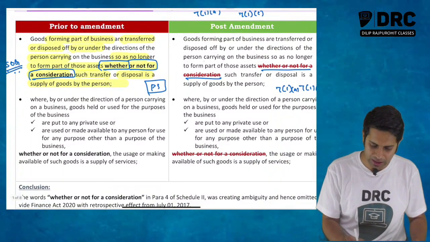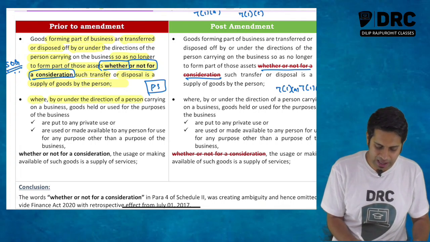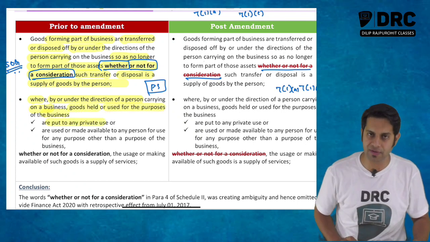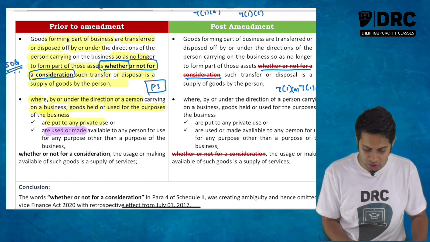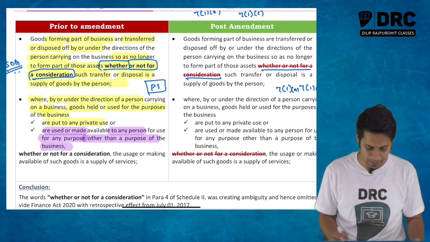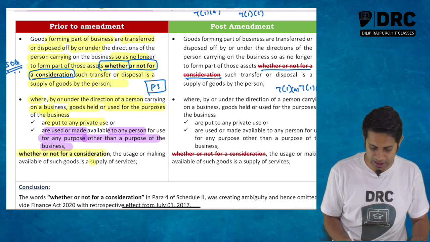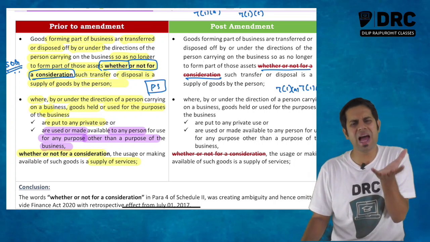Similarly, there was one more point where they have made a similar change: where by or under the direction of a person carrying on the business, the goods held or used for the purpose of business are put to any private use, or are used or made available to any person for use for any purpose other than the purpose of business, whether such giving by me is for a consideration or not, it shall be treated as supply, and it shall be treated as supply of services. For example, I have my business car.